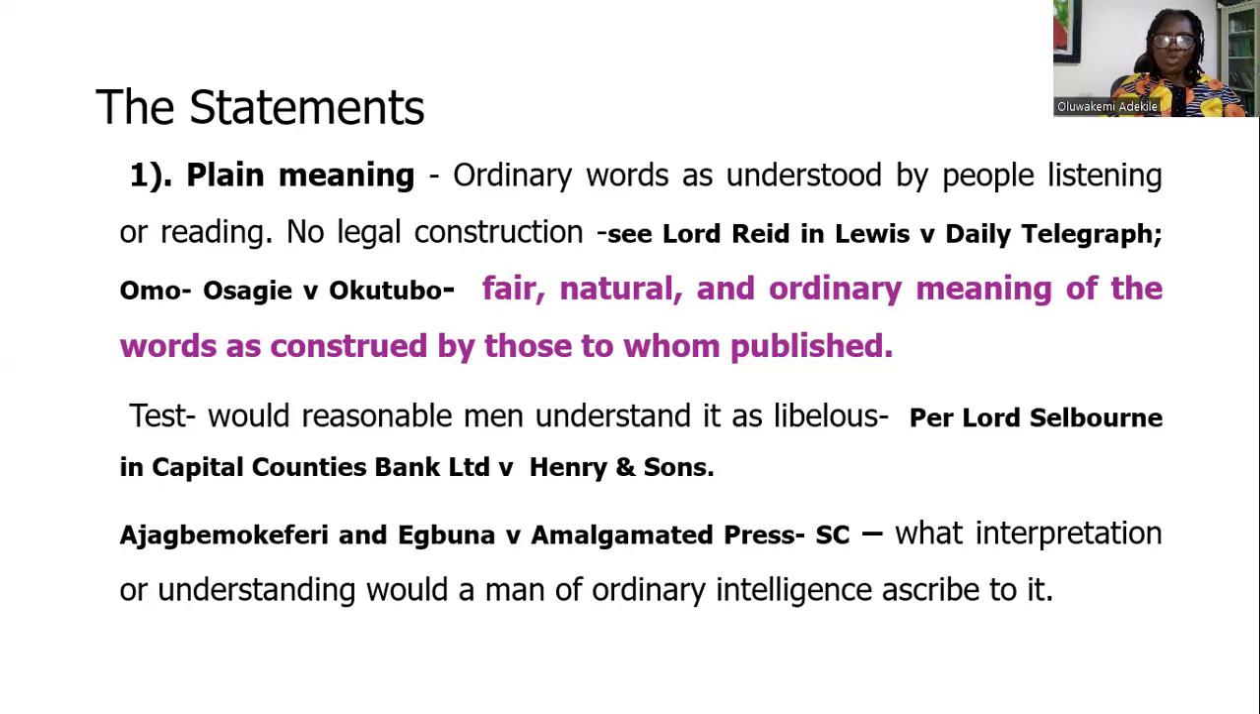X stole Mr. Y's car. X cheated in the examination. X is a thief. X is promiscuous, is a prostitute. X is corrupt. X robbed the bank. X stole from the treasury. Statements can be looked at in the ordinary meaning of the words. How do ordinary plain people of society construe a particular statement or word that you are complaining of? In their natural meaning, a statement may be defamatory.